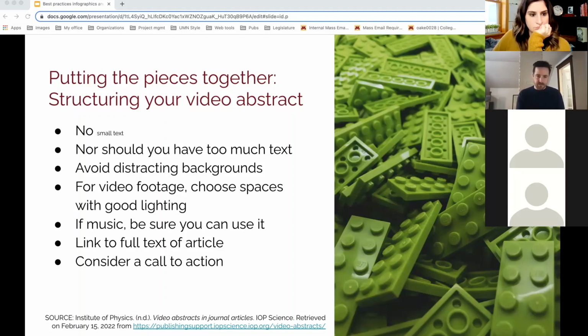And then consider including a call to action. Shannon talked about the importance of that. Is there an action you'd like your viewers to take? Even if it's just as simple as doing more research on their own or suggesting that they read the journal article to learn more, a call to action can help increase engagement with your science and your audiences.